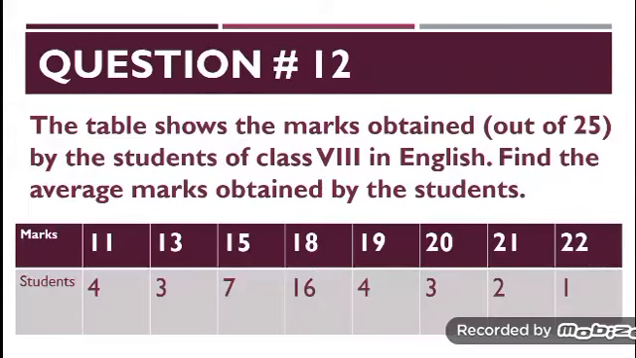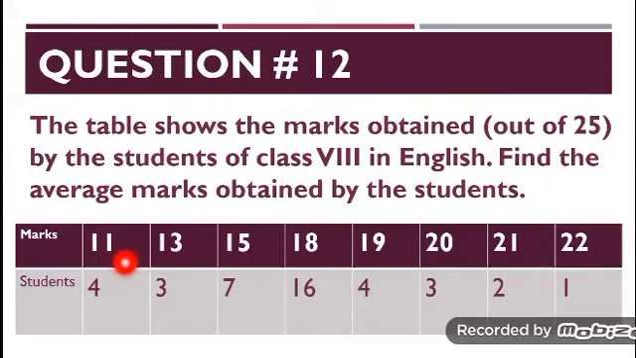First, we solve question 12 of exercise 23. The statement of question number 12 is: the table shows the marks obtained out of 25 by the students of class 8 in English. Find the average marks obtained by the students. This table shows the marks of the students.